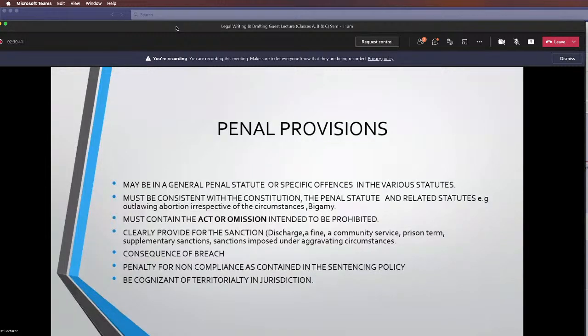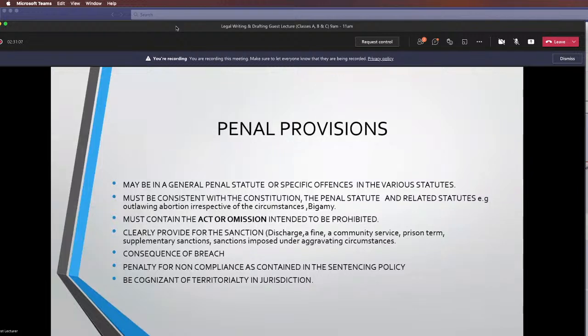Again, other general issues that are important for us in penal provisions: we may have a general penal statute for specific offenses in the various statutes. For instance, the Penal Code. Our Penal Code amasses several offenses and pulls them together, yet they address different sectoral laws. So we may have that.